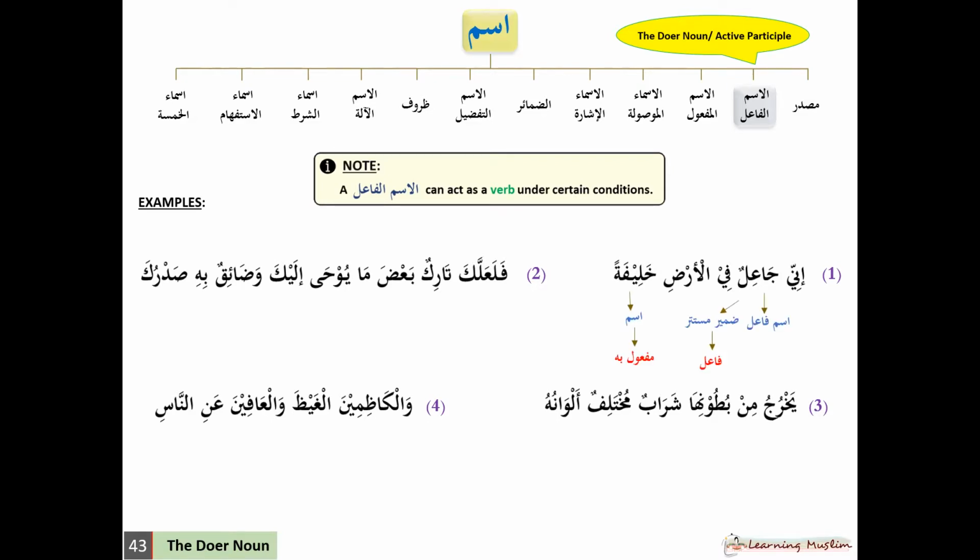So the word جَاعِلٌ is the ismul fa'il, and it has a pronoun inside of it which will have the role of fa'il, and the word khalifa, that noun, will have the role of maf'ul bihi, and that is why it is in the state of nasb. So the meaning is inni ja'ilun, verily I am a maker, fil ardi, in the earth, khalifatan, of a vicegerent. So the word khalifa is the direct object of the doer noun which is acting as a verb over here.